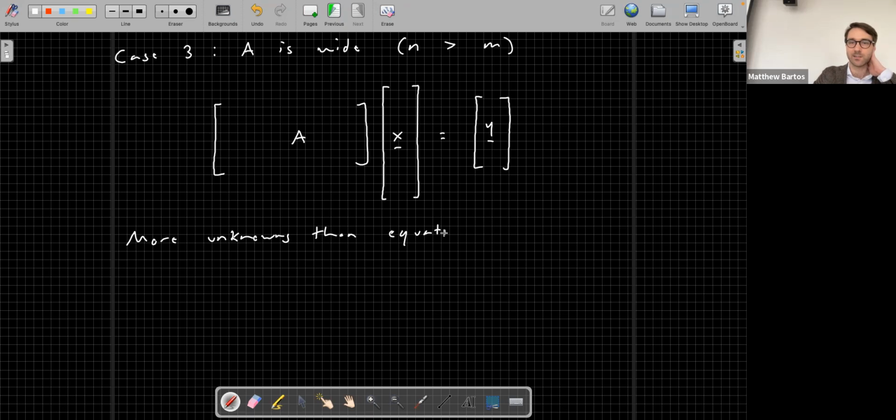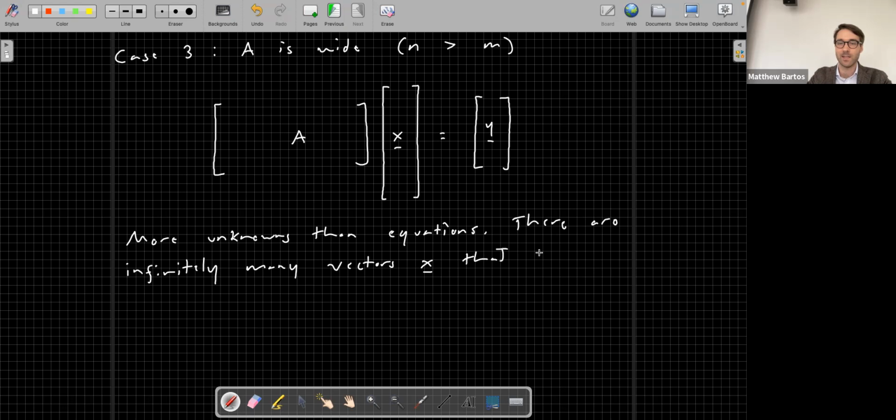Is there a solution to this system of equations? There is a solution. Is the solution unique? No. So there are infinitely many solutions. There are infinitely many X vectors that can satisfy the system of equations.